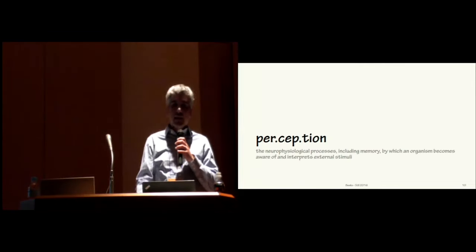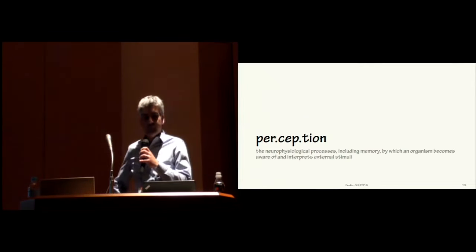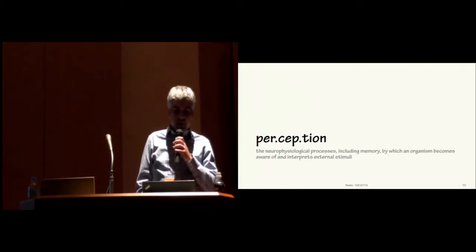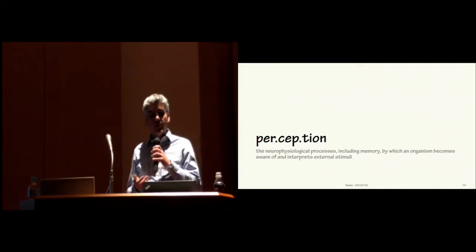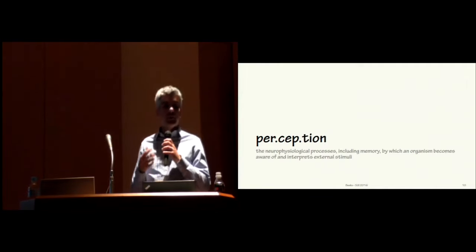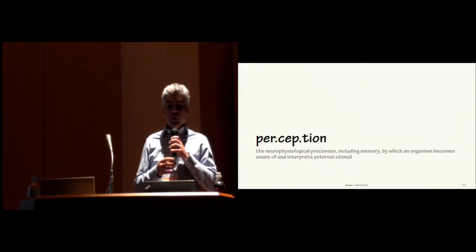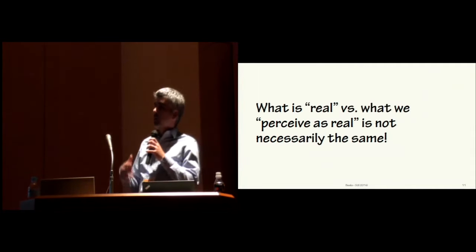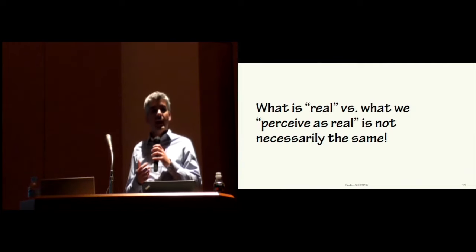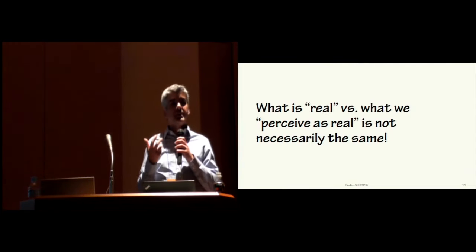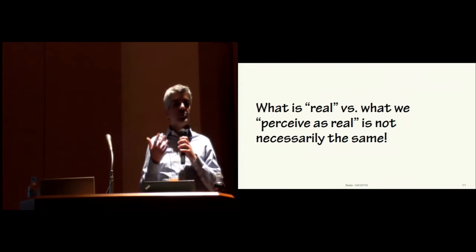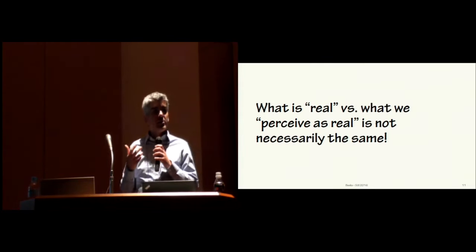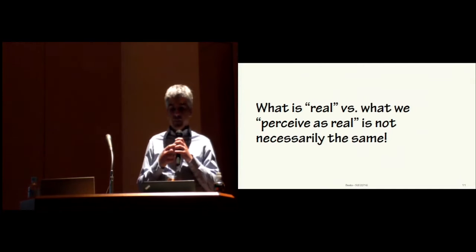And what do I mean by that? Perception is, by definition, the neurophysiological processes, including memory, by which an organism becomes aware of and interprets external stimuli. What I really mean by that in our context is that there's a difference between what is real and what we perceive as real, and those two things might not necessarily be the same. When we create user interfaces, and particularly AR, VR, spatial user interfaces, we rarely try to exploit this difference.